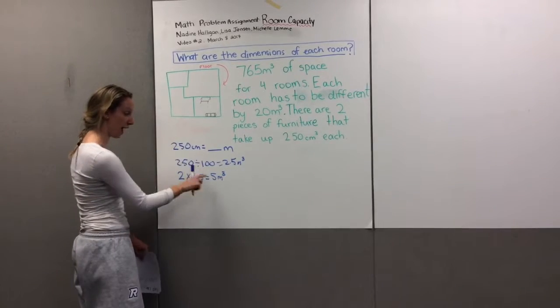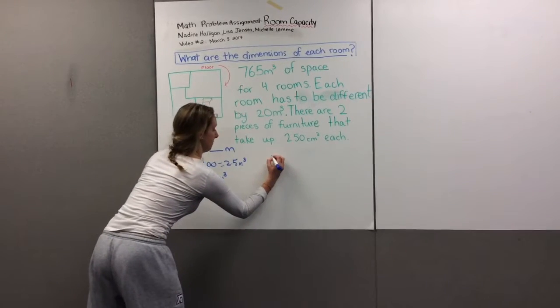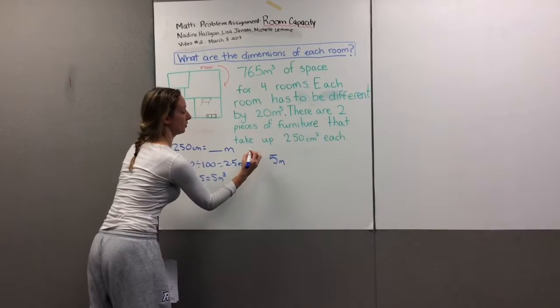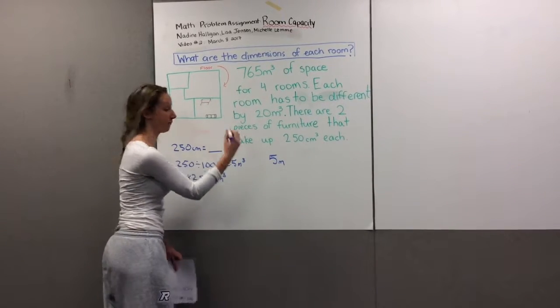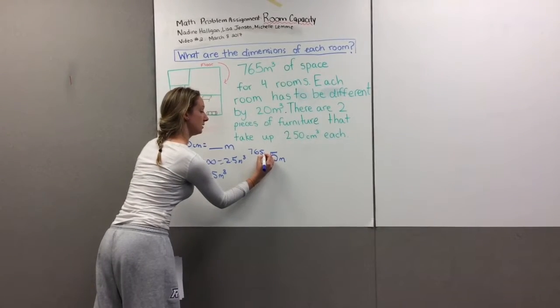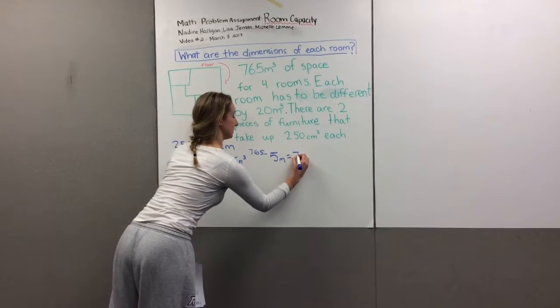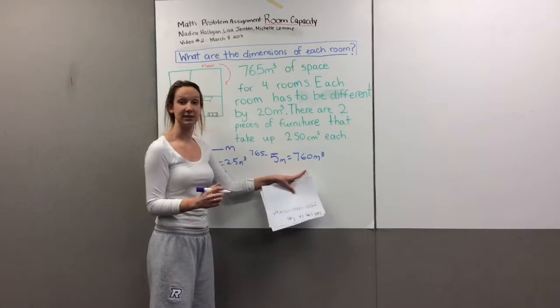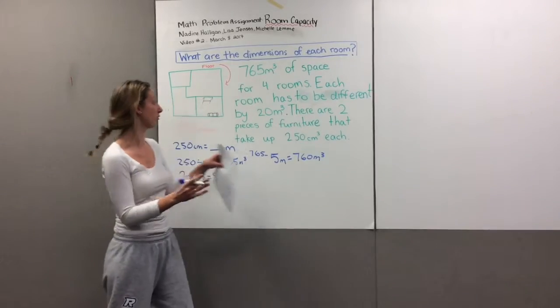So we're going to subtract 5 meters cubed from the total amount of space that we have for the room. So 765, take away 5 meters equals 760 meters cubed. This is the amount of space that we have left over to work with for the 4 rooms.